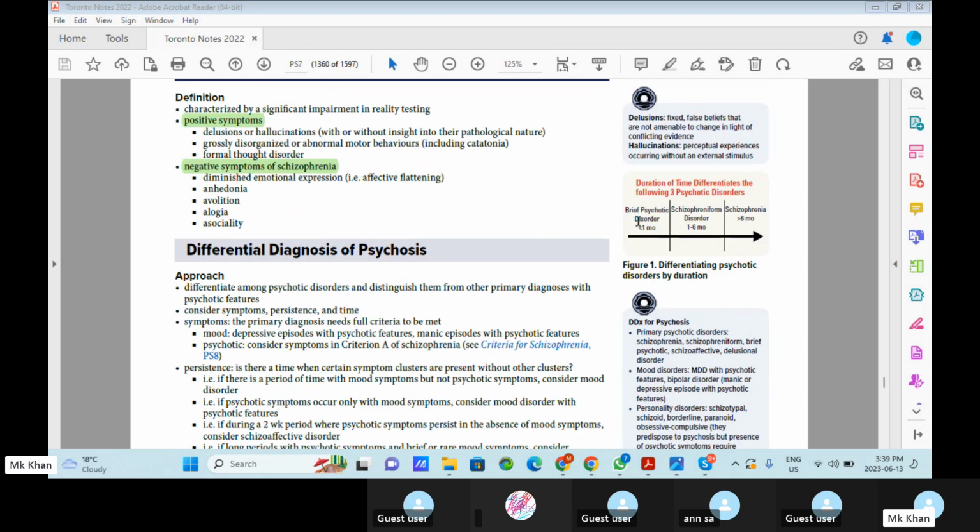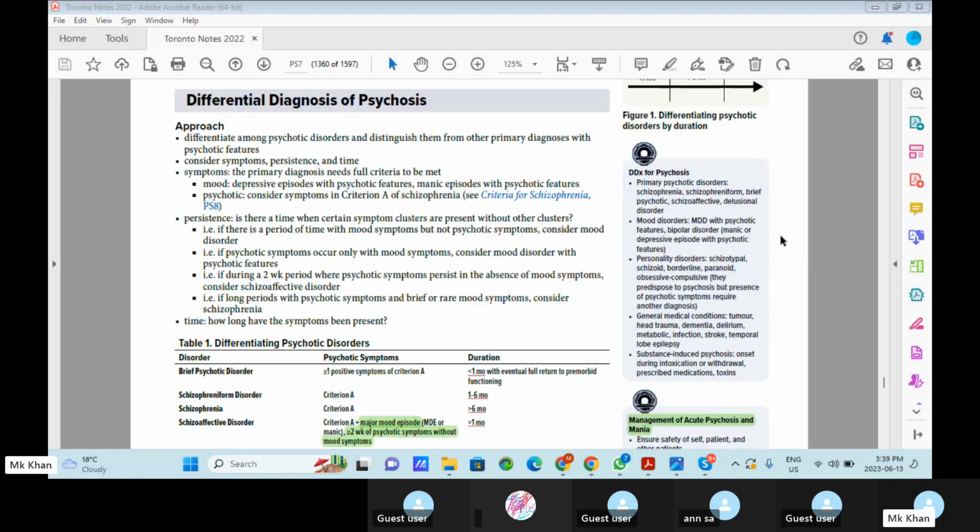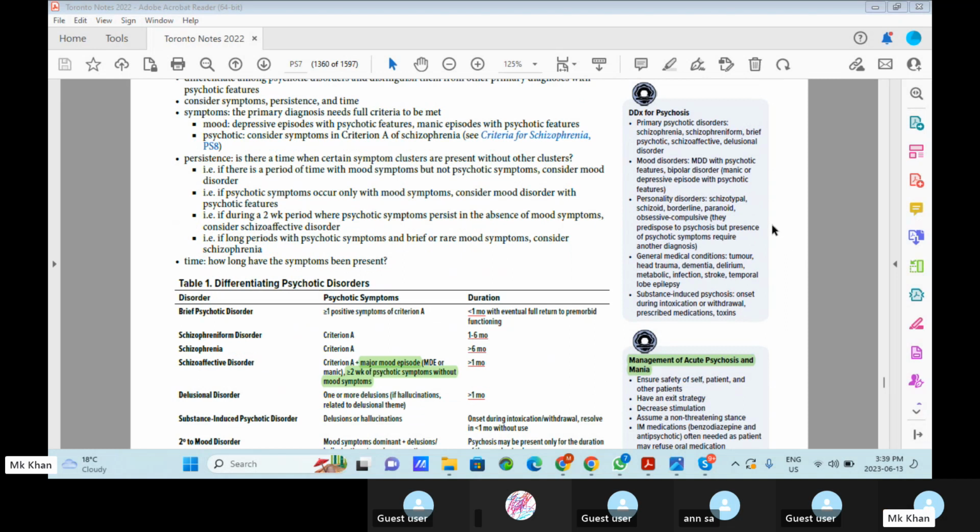And then duration, there are just three psychotic disorders. If it is less than 1 month, then we call it brief psychotic. If it is 1 to 6 months, it is schizophreniform disorder. And if it is more than 6 months, then it is schizophrenia. So the patient may be showing all the psychotic symptoms, but according to the duration, the diagnosis can change, right?